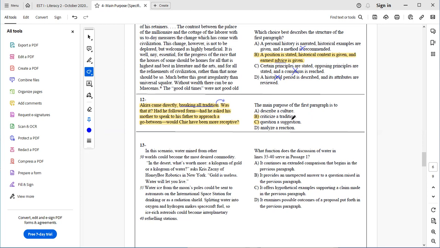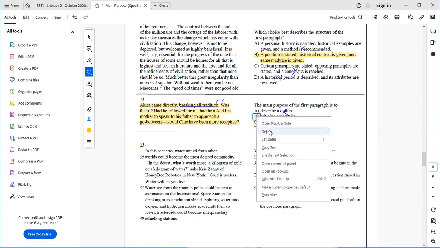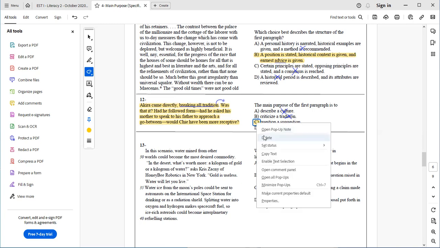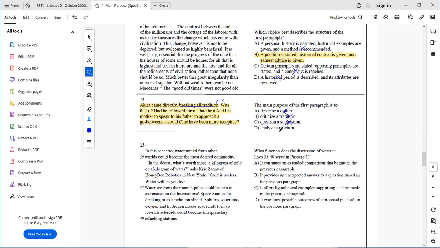Let's find. Describe a culture? No, it's not a description of culture. Criticize a tradition? He's not criticizing the tradition, Hala, because he breaks the tradition. He is asking about the action of Akira, why he did that. Question suggestion? No, also. There are no suggestions. Analyze the reaction? Yes. He is analyzing what happened when he broke the tradition.